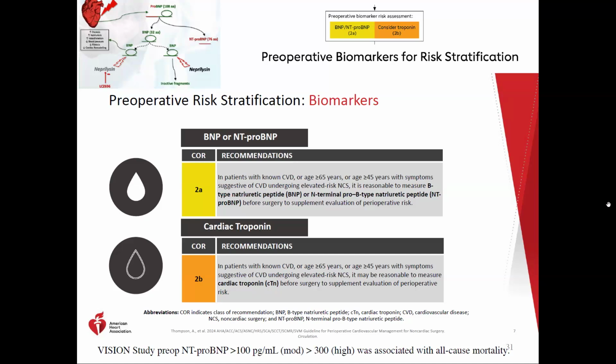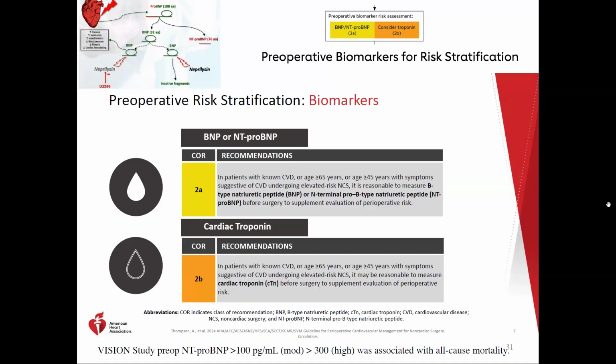And this VISION trial looked at proBNP and risk, and they said if it's over 100, you're elevated risk after surgery, but if it's over 300, you're very high risk. So proBNP of 300, I think is what this paper is using, but anything over 100 is elevated. And then for BNP, over 92 is elevated.